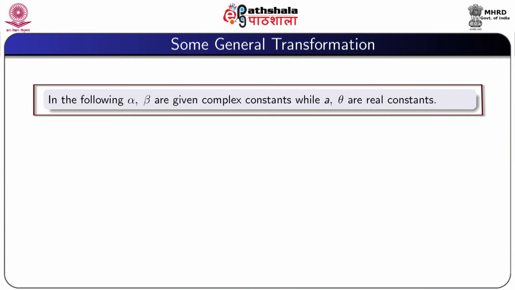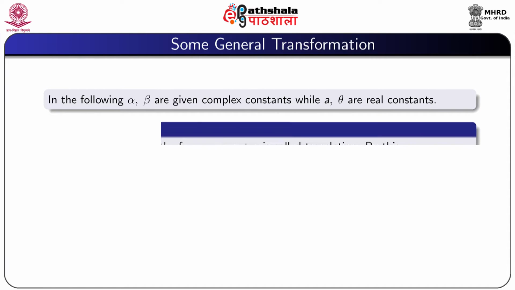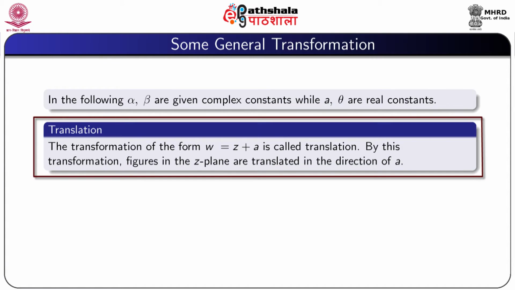We now discuss some general transformations. To discuss this, we assume that α and β are given complex constants, while a and θ are real constants. So, first we define translation. The transformation of the form w = z + α is called translation. By this transformation, figures in the z plane are translated in the direction of α.